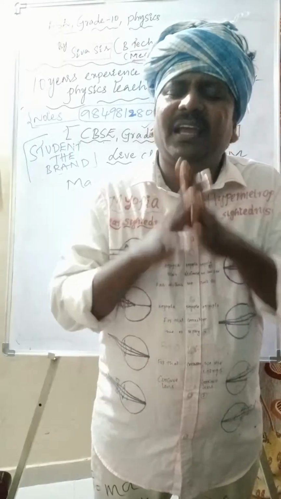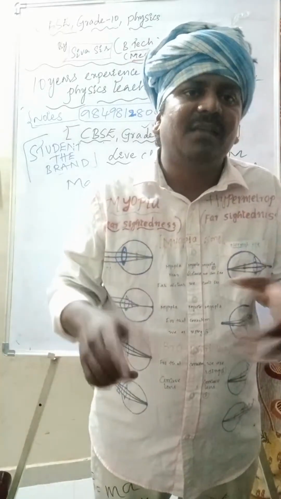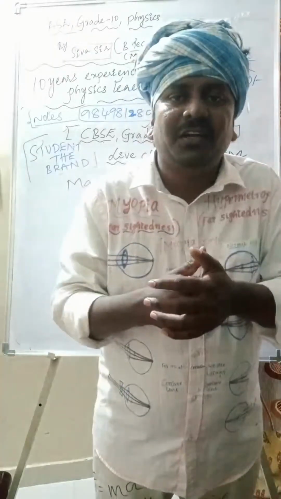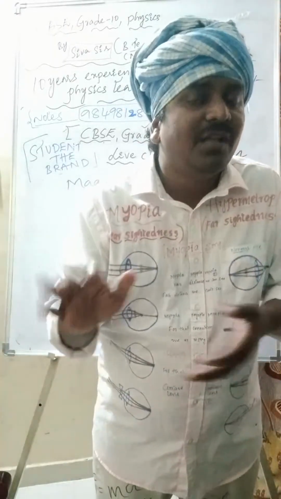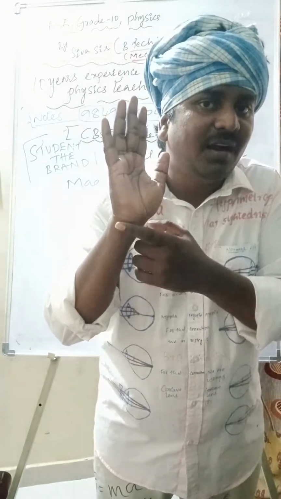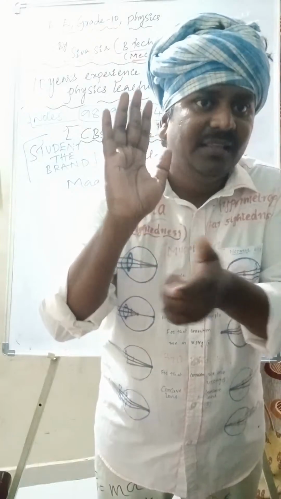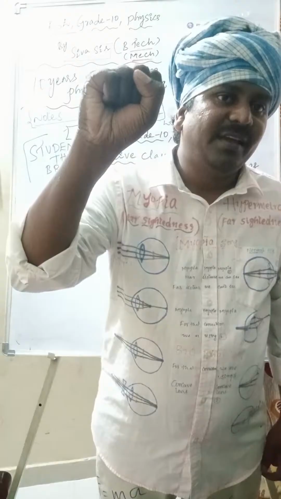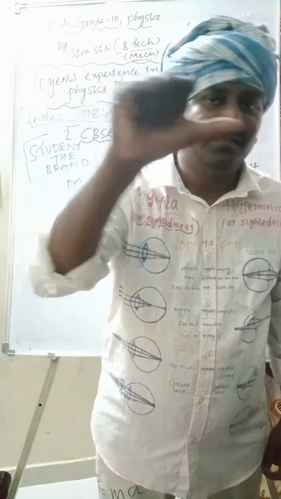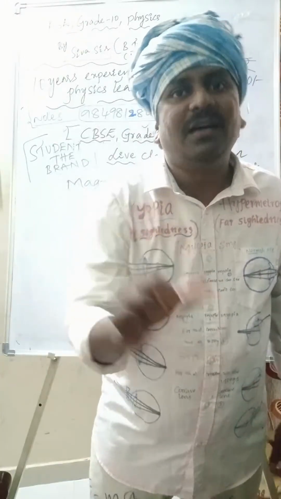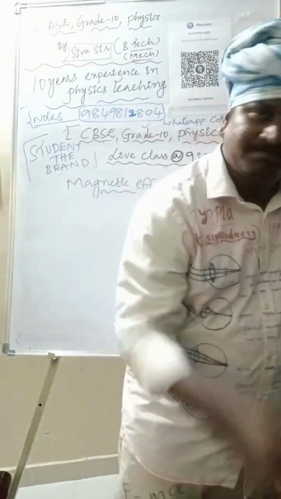So by this we can conclude that the thumb shows the current direction, and the curly fingers show the magnetic field, of the right hand. Of the right hand. This is my right hand. So this is the thumb along the conductor, curly fingers along the magnetic field. If you learn this, you'll get 1 mark. Done. So come to the point, next one.